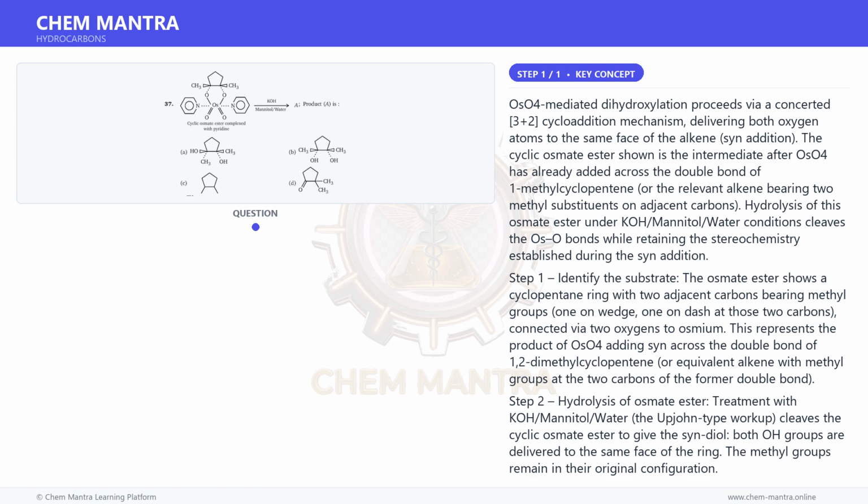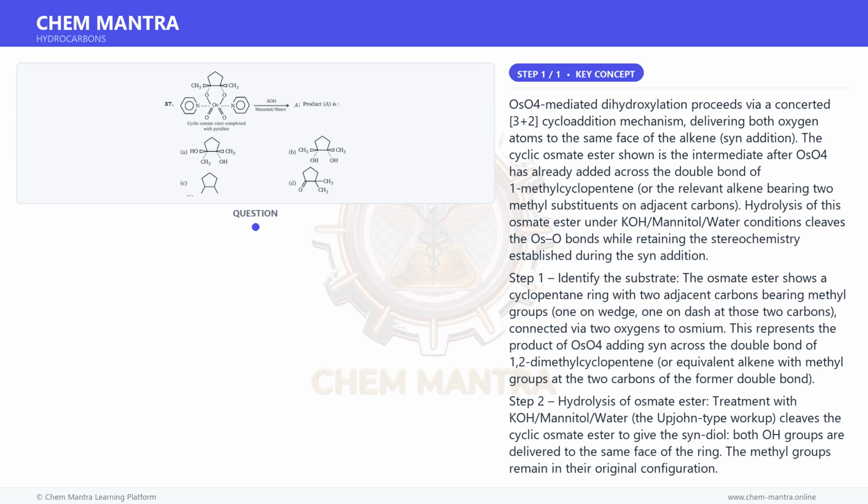Option A shows a trans arrangement, one on wedge at the left carbon, one on dash at the right carbon, indicating opposite faces. This would be the anti diol product, not from OsO4. Eliminated. Option B shows both CH3 groups and both OH groups, with OH groups appearing on the same face, a cis diol, consistent with syn addition. This is correct. Option C shows no hydroxyl groups, an elimination product, not a diol.